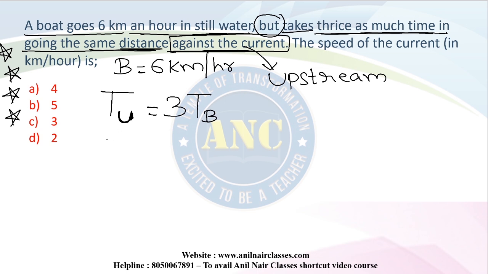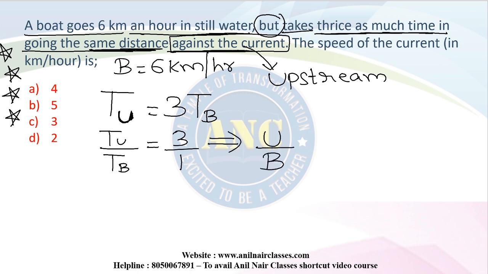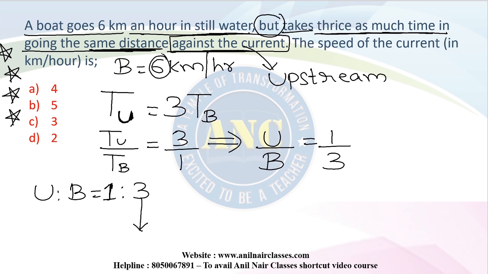So from this I can write that upstream time divided by still water time is nothing but 3 divided by 1. Now this is the time ratio, but the question says it is the same distance. So from this I can write the speed ratio as the reverse. Upstream speed divided by speed of boat in still water is the reverse of 3:1, which is 1:3. Now what is the meaning of U is to B being 1:3? Upstream speed is 1 and speed of boat in still water is 3 km per hour. But in the question they have clearly given that the speed of the boat in still water is 6 km per hour.